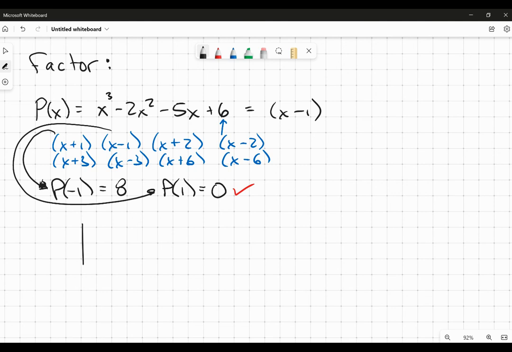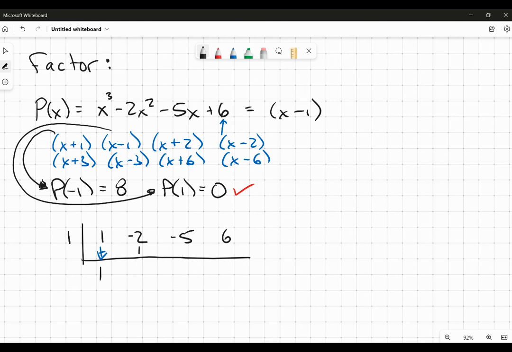Now, once you've got that, what we're going to do is divide out that factor that I just found. And I'm going to use synthetic division for that. So with x cubed, I've got a 1, -2x squared, -5x, and 6. And then what I do is I take the opposite sign to what I'm seeing in my binomial. So if it's x minus 1, I'm going to put a positive 1 there. And then this 1 drops. And then I multiply and I add.